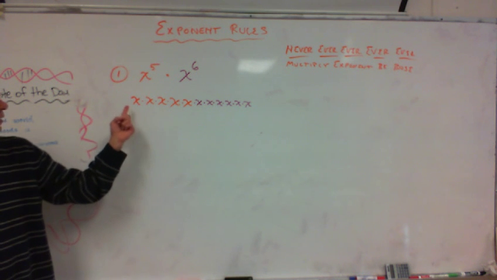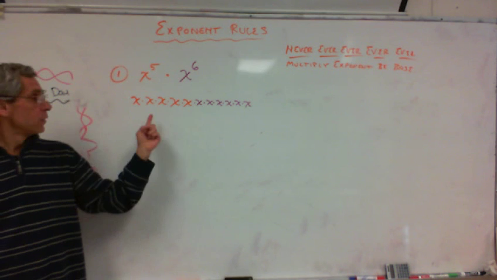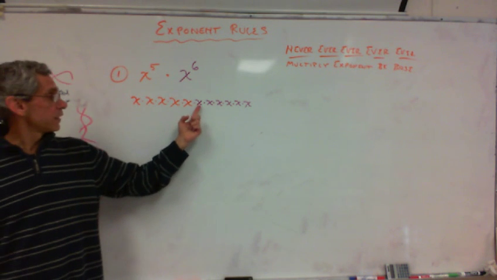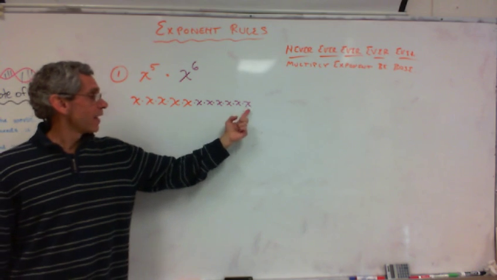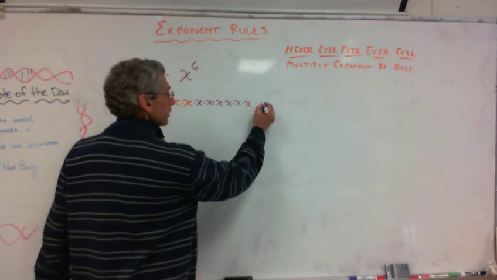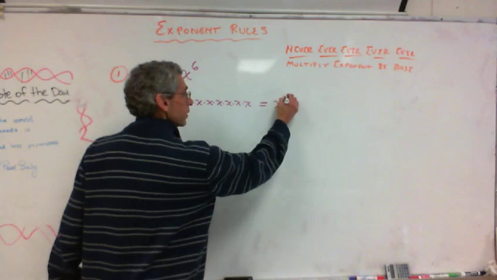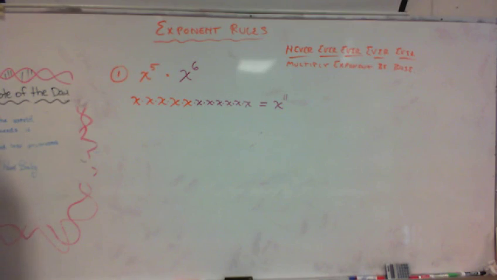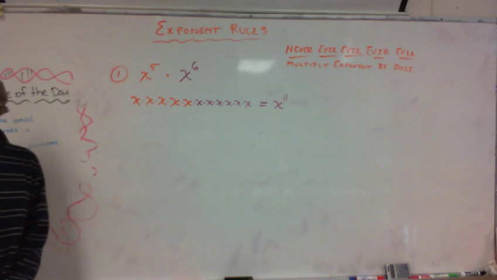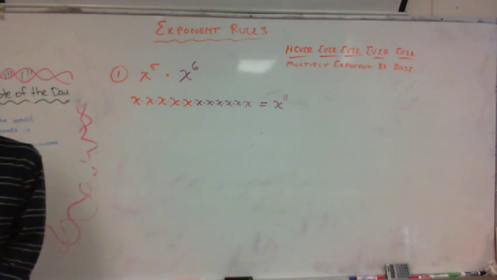How many x's do I have? 1, 2, 3, 4, 5, 6, 7, 8, 9, 10, 11. So this equals x to the 11th. Pretty straightforward, right? You guys get this? Pretty easy, right? Okay, good.